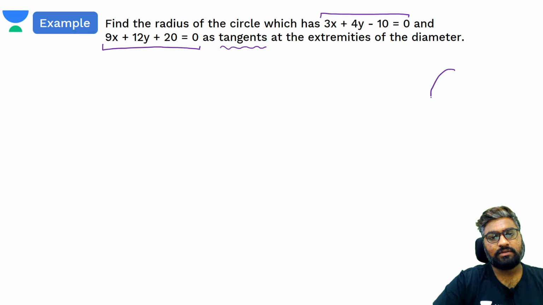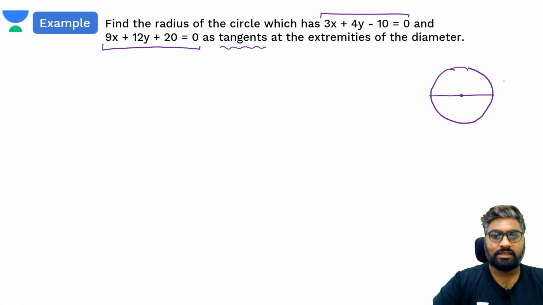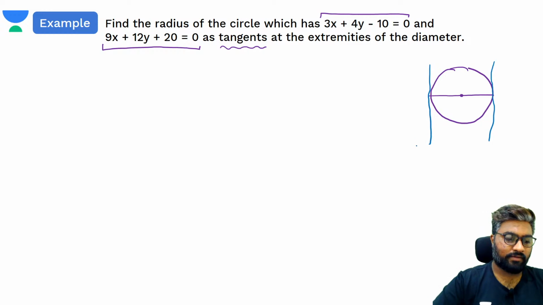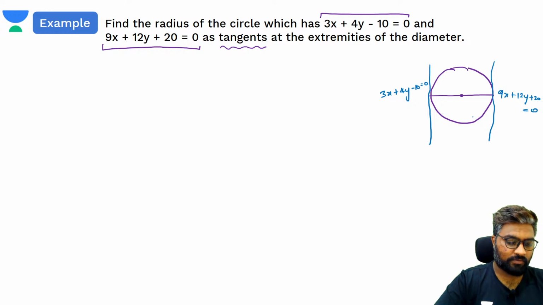If there is a circle, this is the center of the circle, this is your diameter. They're saying there are two tangents, one passing through like this. This is one tangent, this is another tangent. Yes. What is this formula? This equation of line is 3x + 4y - 10 = 0, and this line is 9x + 12y + 20 = 0.